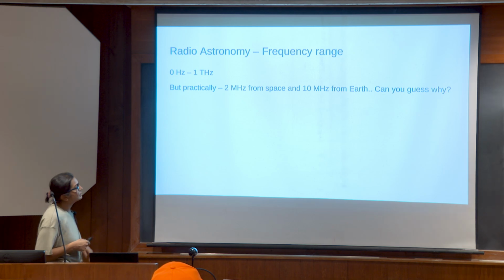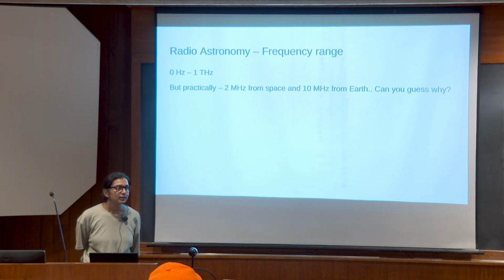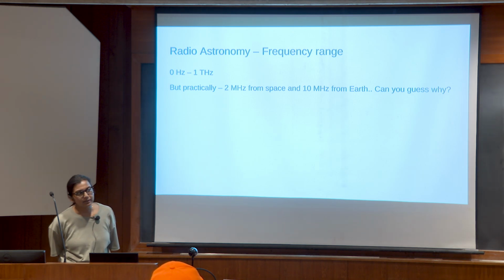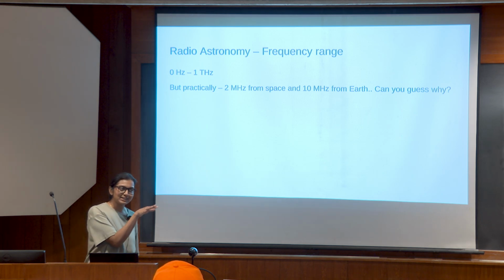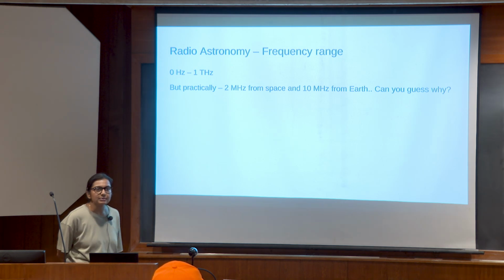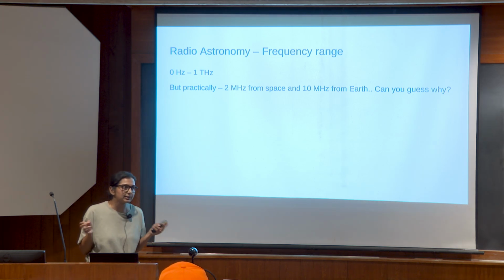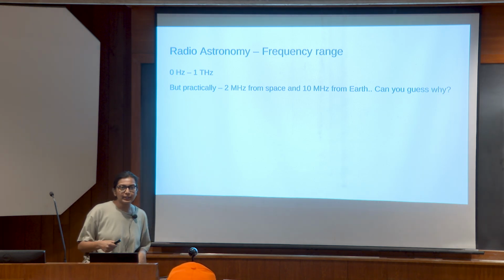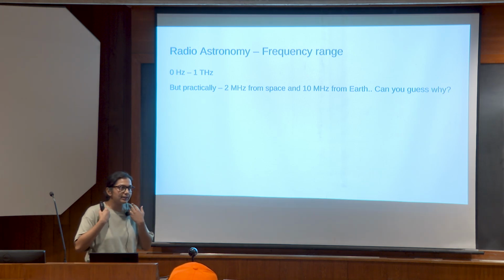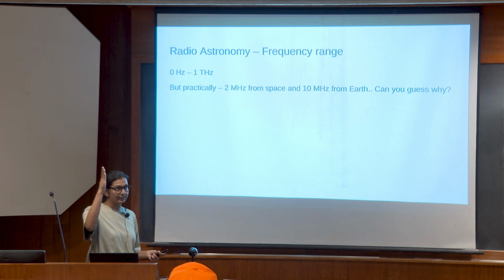From Earth, you can't go lower than 10 megahertz. Can you guess why? Not quite, good guess. That's another problem. Which layer of the atmosphere? Ionosphere, yeah. So the ionosphere is basically plasma. It has protons, electrons floating around. Electrons are lighter, they move faster, right? So they have something called group velocity. So they can dissipate the radio waves that come in from outside and vice versa from inside, okay?